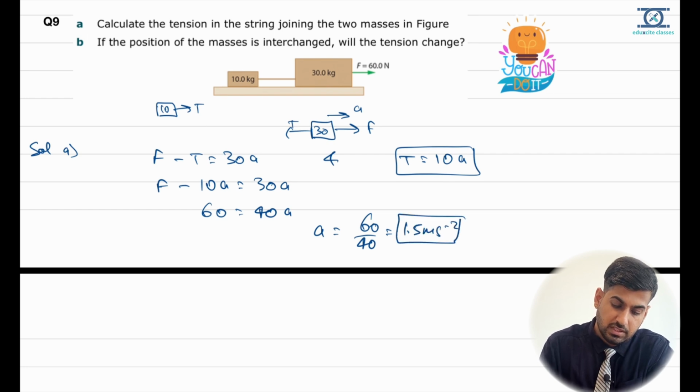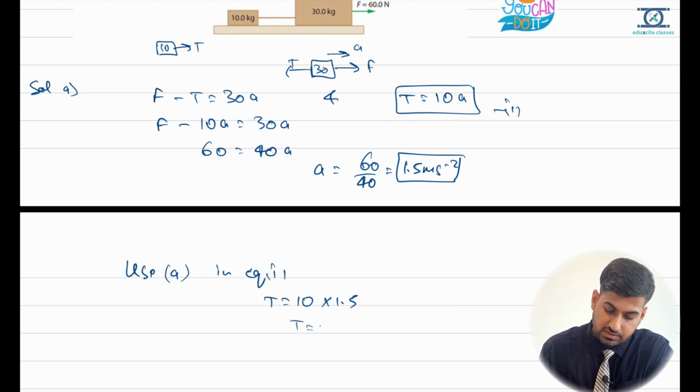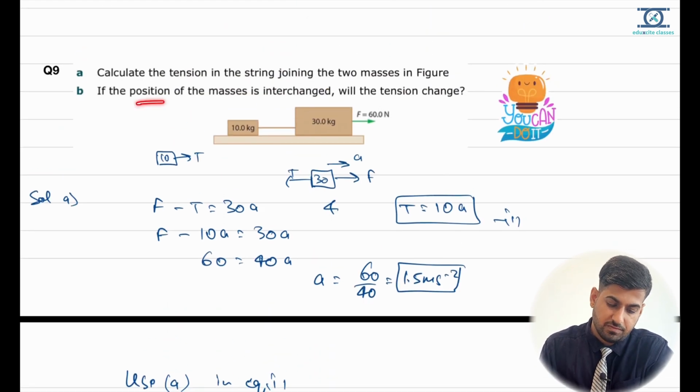So we found the acceleration A. Use A in equation 1: T is equal to 10 times 1.5. So tension is equal to 15 Newton. So that's the answer for part A. Quite easy, right?